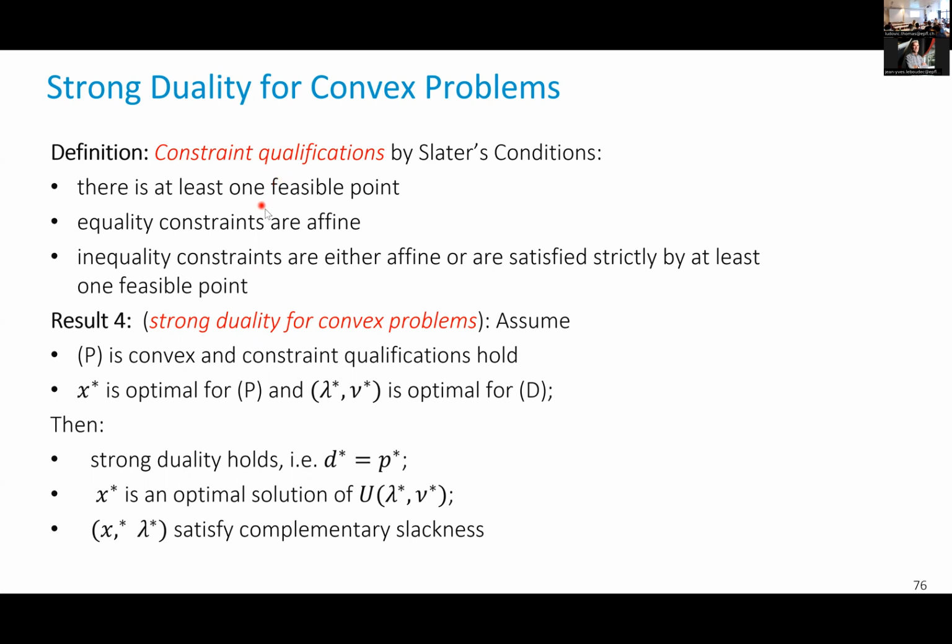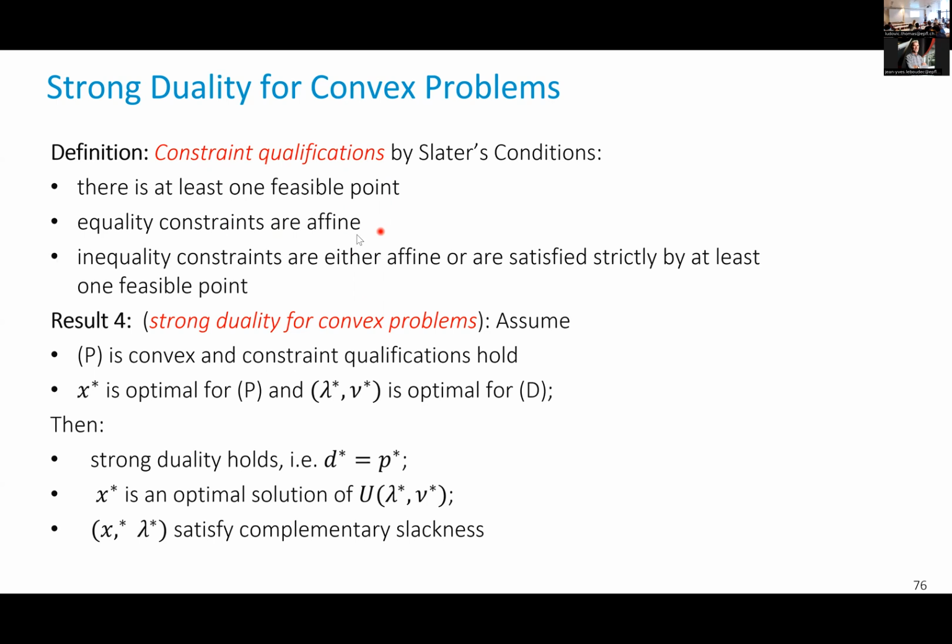But if one of those conditions works, which are called constraint qualifications, for example, this is one set of constraint qualifications: there is at least one feasible point. So if the problem is unfeasible, then we don't know what to say.